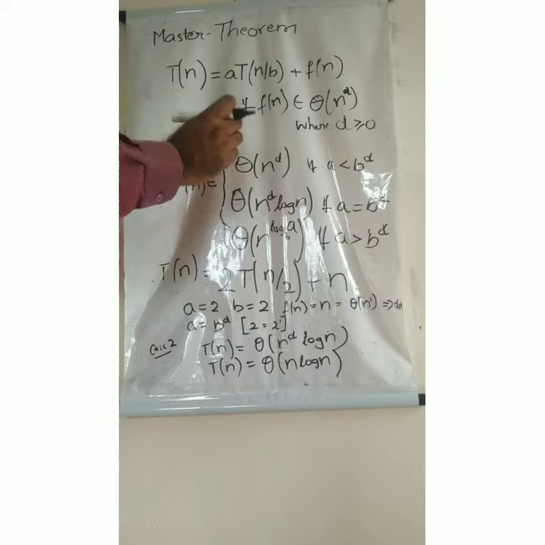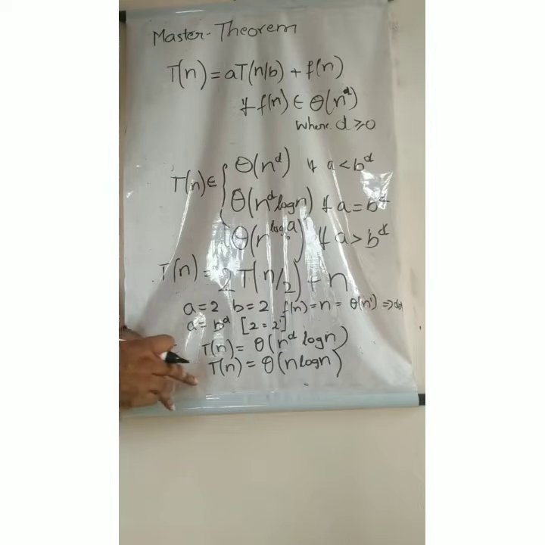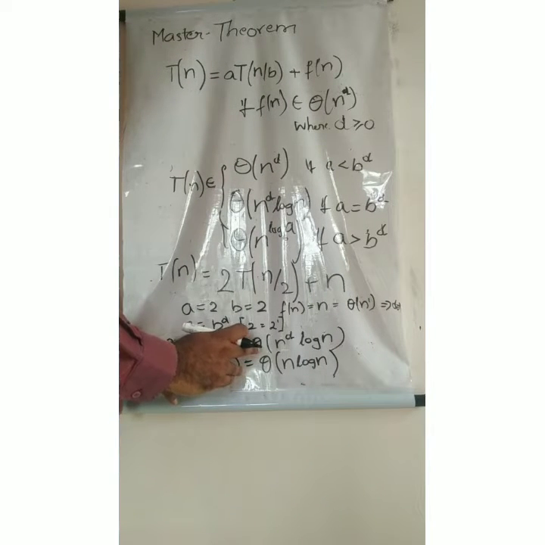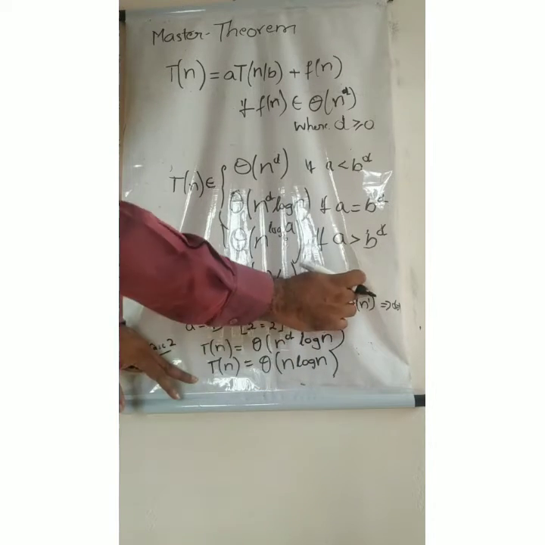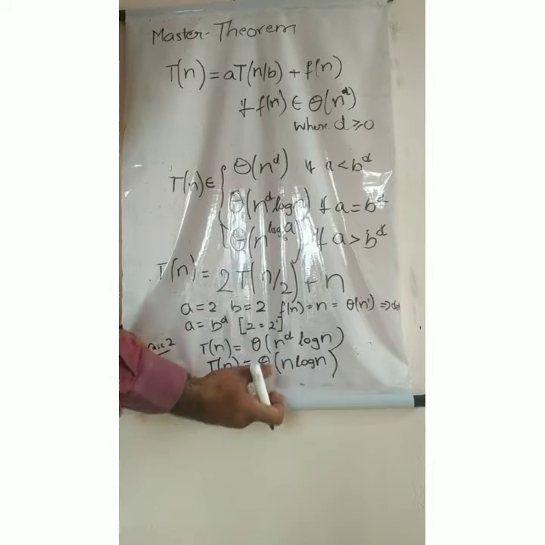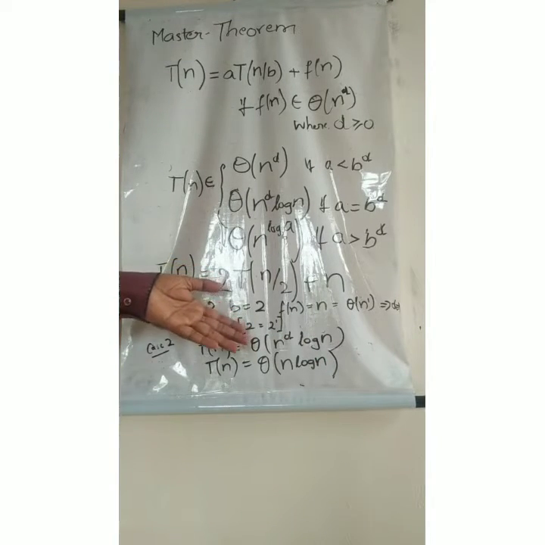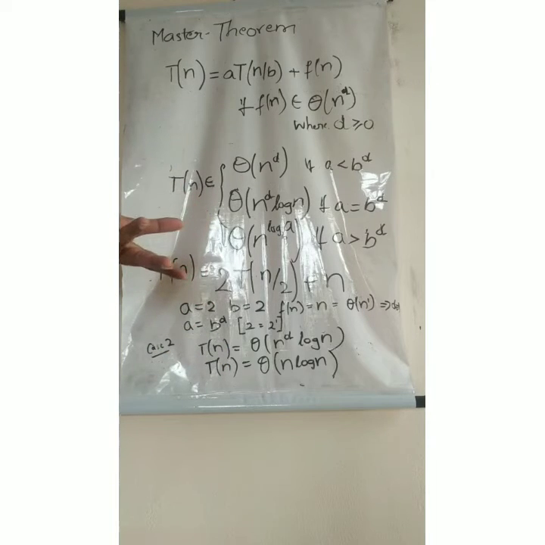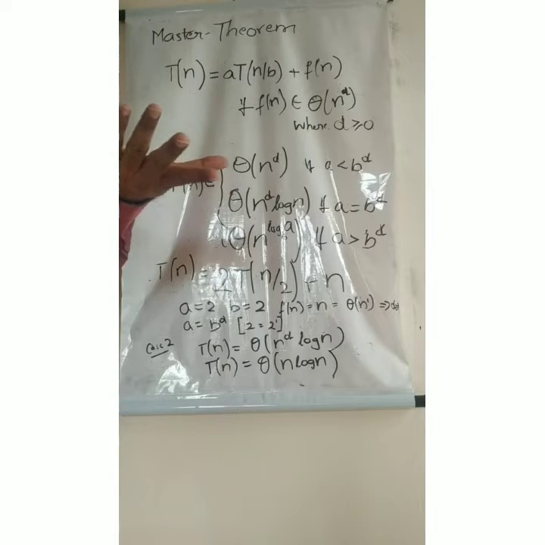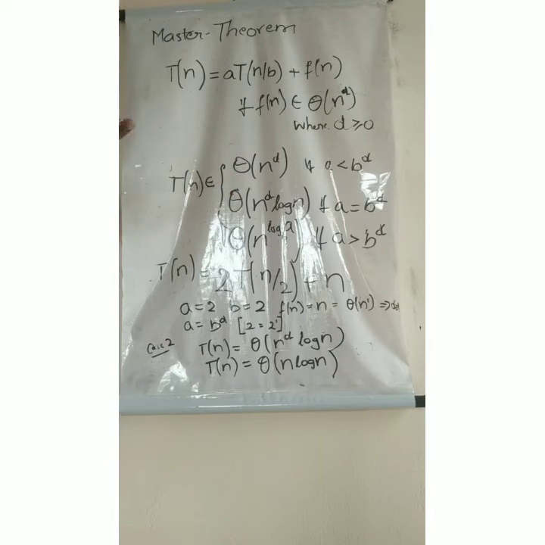So just substitute the values. So T of n is equal to theta of n to the power of d log n. Here d is 1. So n to the power of 1 log n, so n log n. So this is the efficiency of merge sort, which we have already calculated by the back substitution method. So you can calculate the time efficiency by back substitution method or by applying Master's theorem. Master's theorem can be applied only for divide and conquer techniques. Okay, thank you.